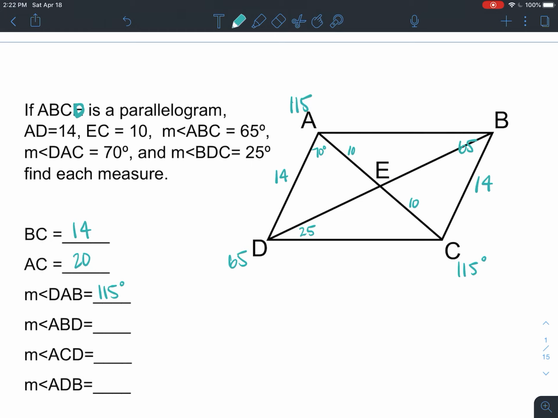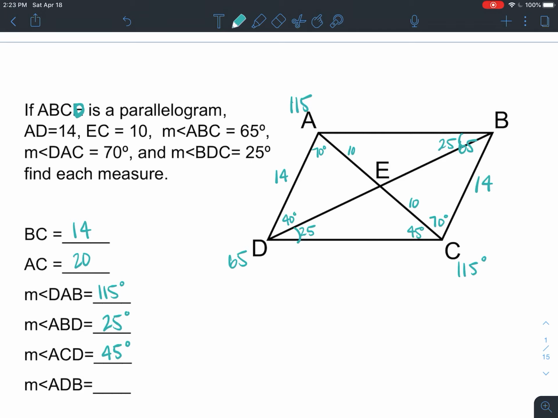Let's see. Angle ABD, I've got a set of alternate interior angles here, so this one will also be 25 degrees. ACD, so I'm going to move this 70 here, and if this entire side has to be 115, then when I take away that 70, I end up with 45. And ADB, 65 minus 25 will give me 40.